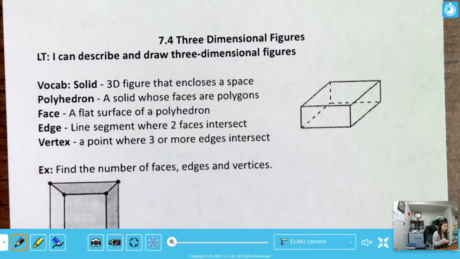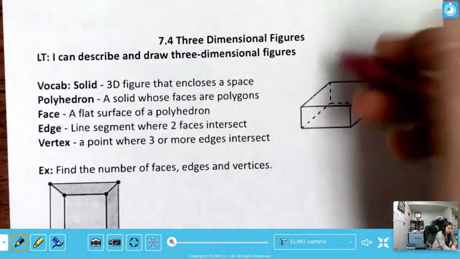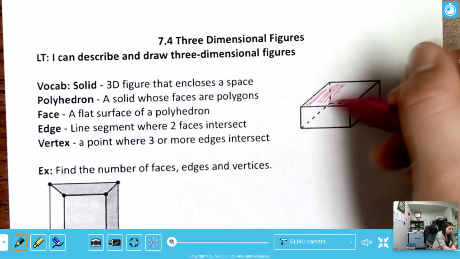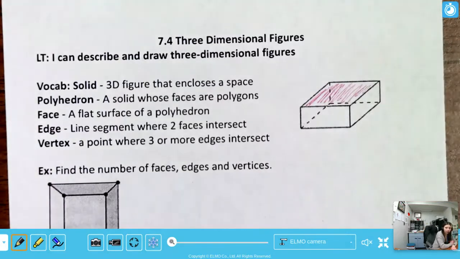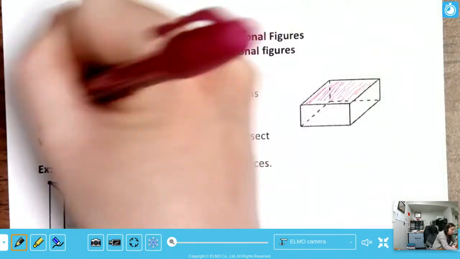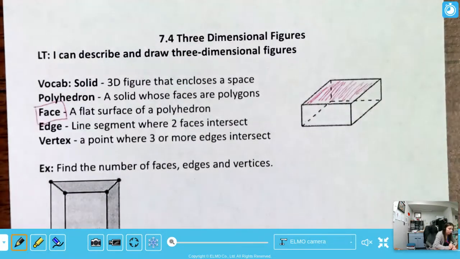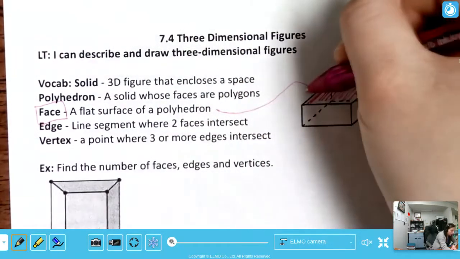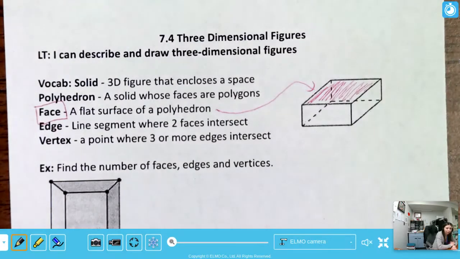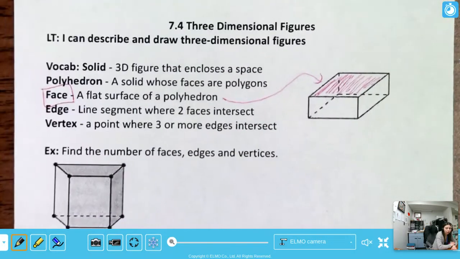A face is a flat surface of a polyhedron. If we look at this example here, this top rectangle, I'm going to color it in pink. That is an example of a face. It is a flat surface of my polyhedron. I'm actually going to also put pink around the word face and draw a pink arrow to that to help me realize that is a face, a flat surface of my polyhedron.